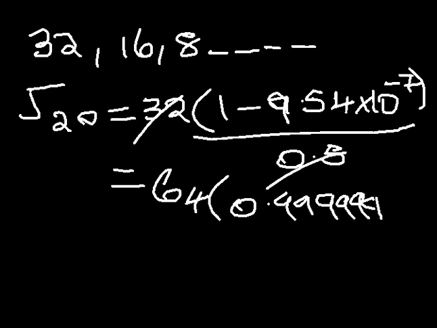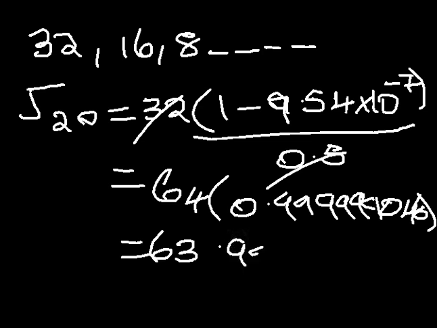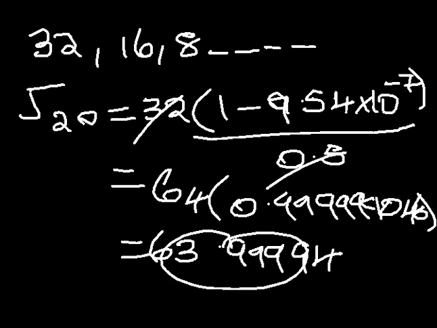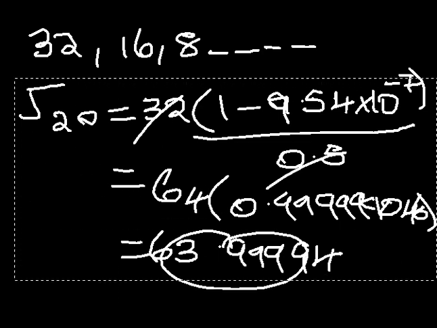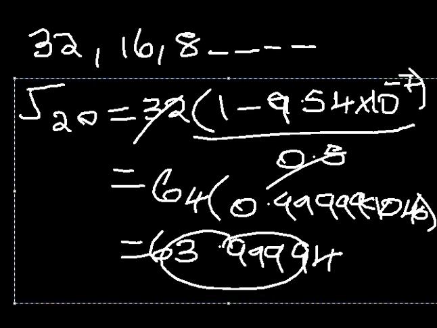And in that case it is actually 0.46, and times 64, that will be given as 63.9999... So this is the sum of actually 20 terms, for this typical geometric progression series.